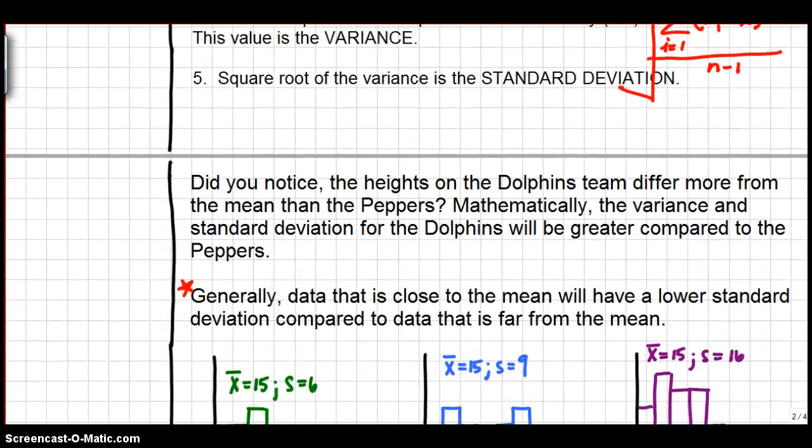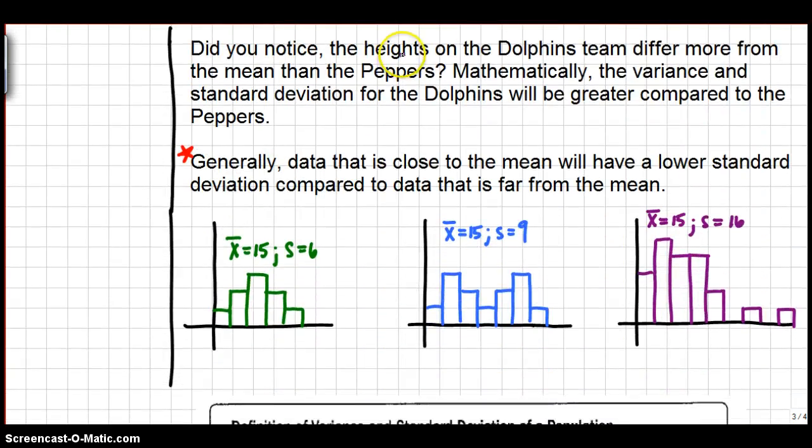So let's go ahead and summarize now. The heights of the dolphin team differ or are more spread out from those of the peppers. Mathematically, the variance and the standard deviation for the dolphins will be greater compared to the peppers. That is because generally data that is close to the mean will have a lower standard deviation compared to data that is further spread out from the mean.